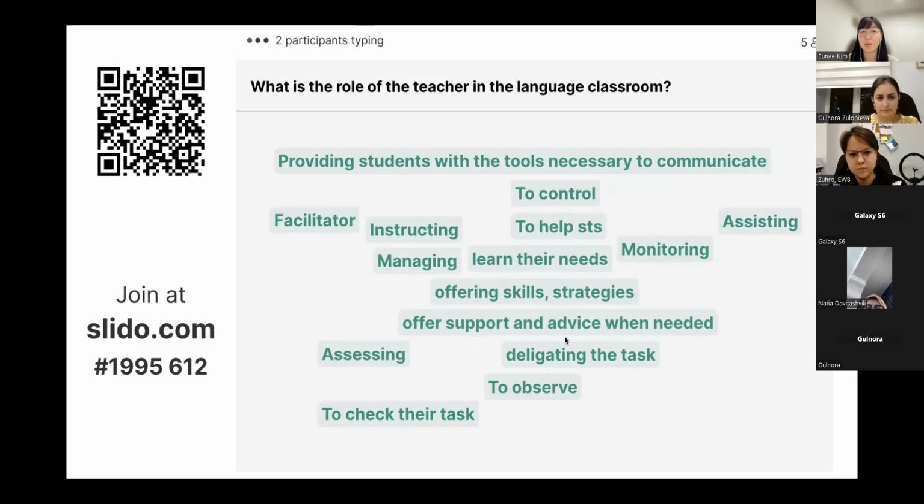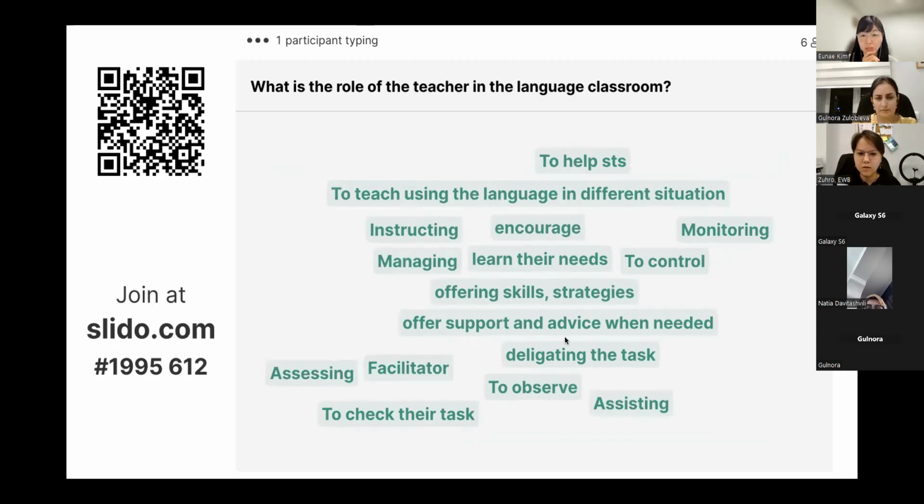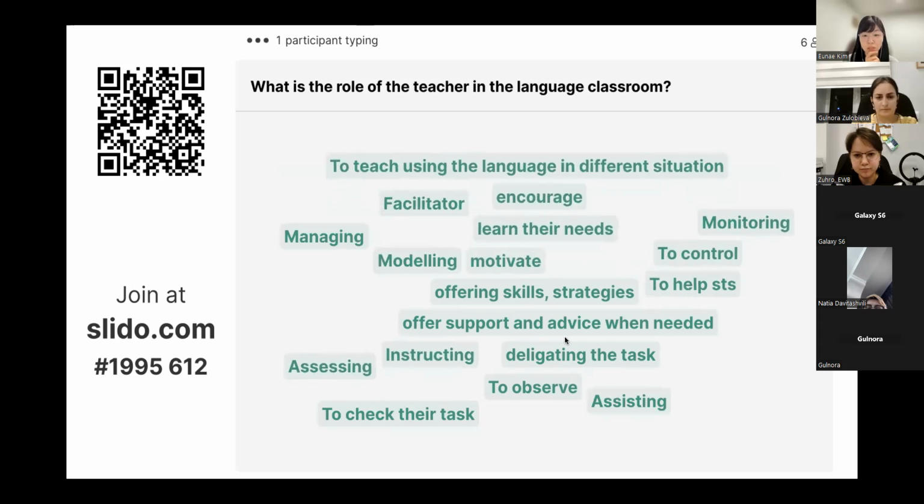After the task, did they actually learn what you wanted them to learn or not? Right? Encourage them. Okay. Teach using the language in different situations. Assisting them. Instructing. Okay. Very good.